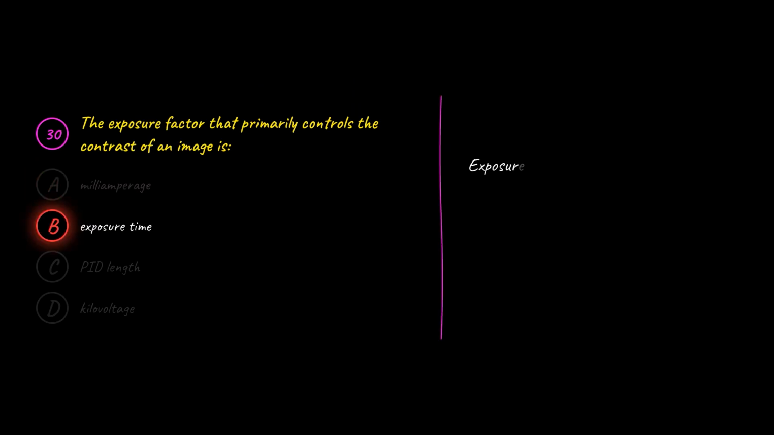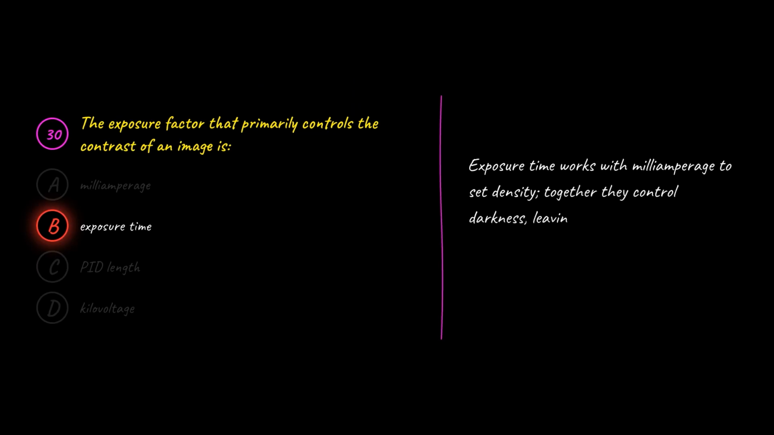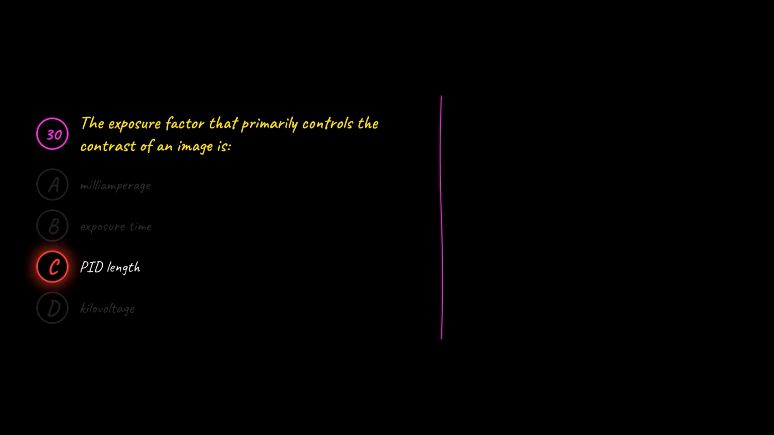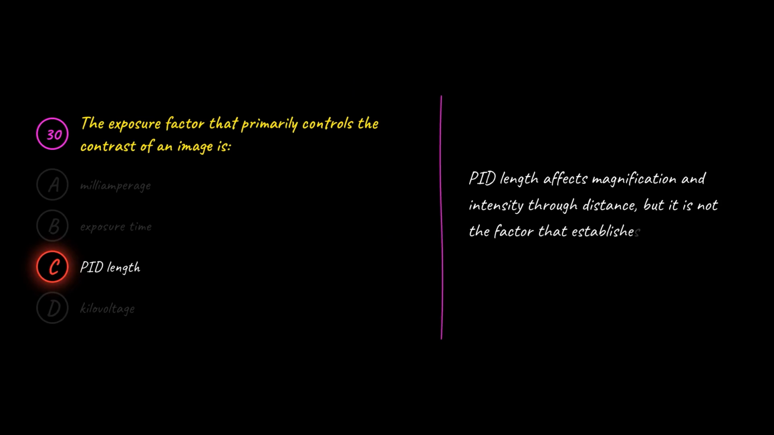B is wrong because exposure time works with milliamperage to set density. Together they control darkness, leaving image contrast to be determined chiefly by the kilovoltage setting instead. C is wrong because PID length affects magnification and intensity through distance, but it is not the factor that establishes the contrast or grayscale of the recorded image.